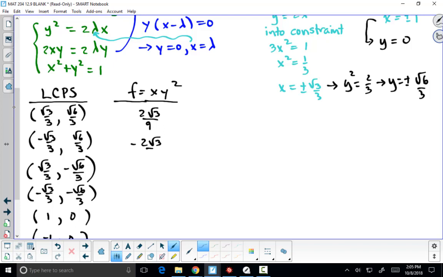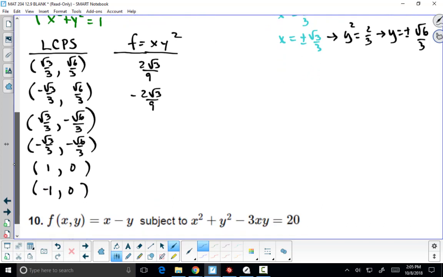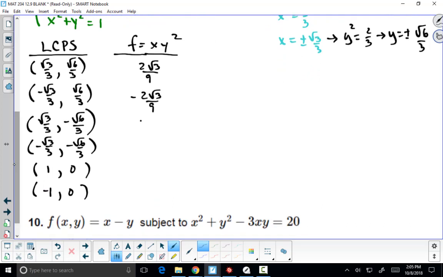Are we agreeing with that value? 6/9, 2/3. Okay. This one is going to be 2 root 3 over 9 again. This one is going to be negative 2 root 3 over 9.